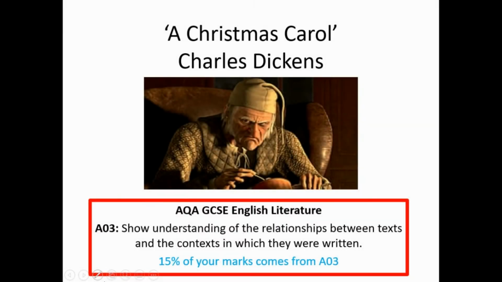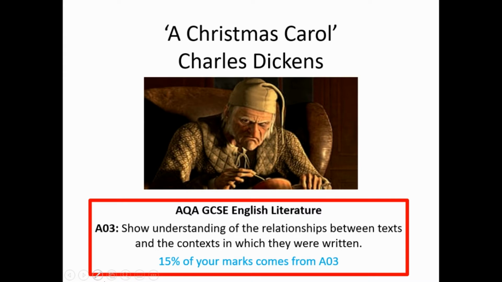Following the AQA GCSE English Literature course, and studying this text would be the equivalent of 20% of your final GCSE grade. Now today we're focusing on Assessment Objective 3, which is where you need to show understanding of the relationships between texts and the contexts in which they were set and written.